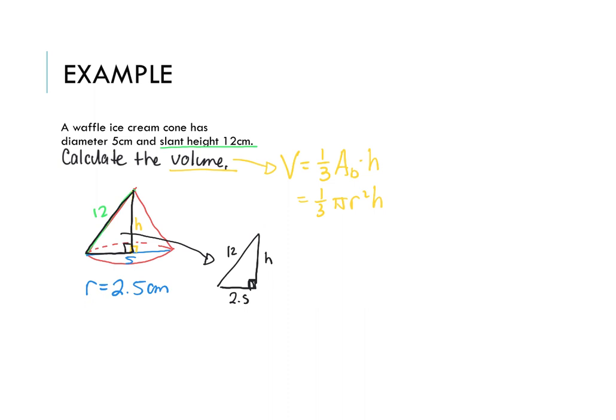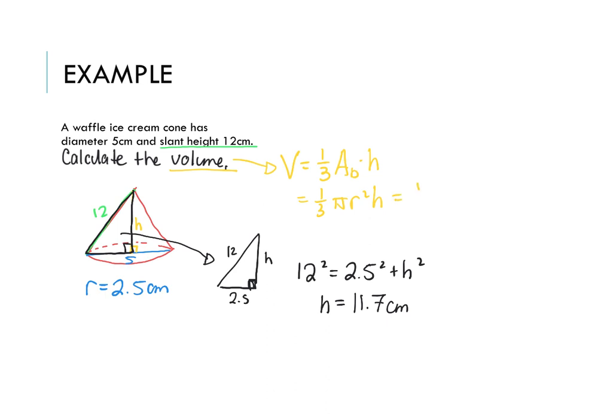So I can use Pythagoras' theorem here that states 12 squared, the hypotenuse, is equal to 2.5 squared plus the height squared. So using this, I can put this into NSOLVE, and I get the height is equal to 11.7 centimeters.